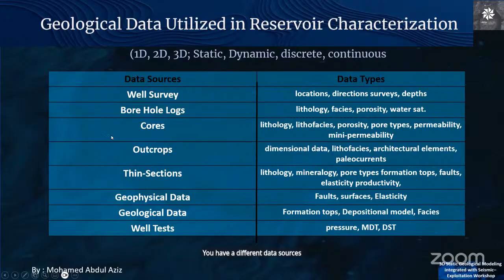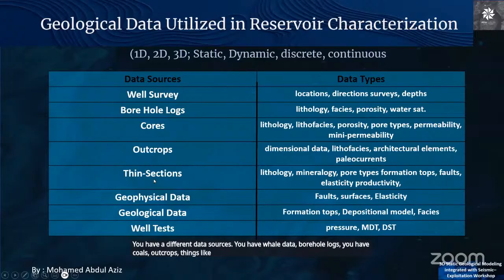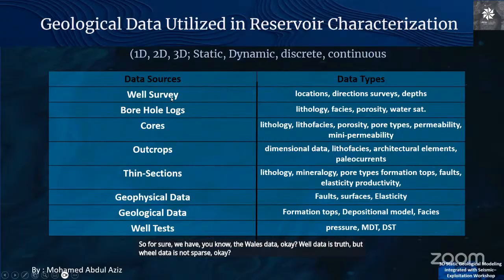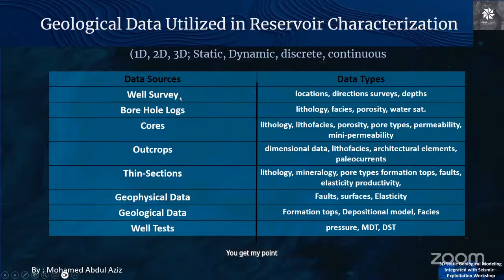You have well data, borehole logs. You have cores, outcrops, thin sections. The more data you have, the more reliable the model you get. The more trusted data you have, the more realistic the model you get. For sure, we have the well data. Well data is truth, but well data is sparse. It's not continuous in all directions. You get my point? So you also have uncertainty.